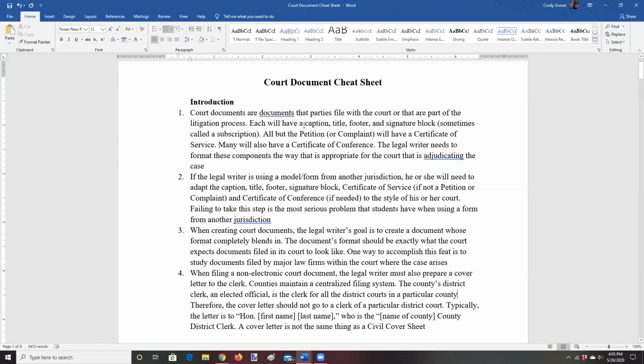You're going to have the same caption, you're going to have a title, you're going to have a footer, you're going to have a signature block. These are givens. You have to have these in all of your documents. You also are going to have a certificate of service unless it's a petition or a complaint. If you don't know why you don't have a certificate of service on a petition or complaint, email me. But before you email me, think about it, because if you understand what's going on with the petition, it flows naturally why you don't have a certificate of service.